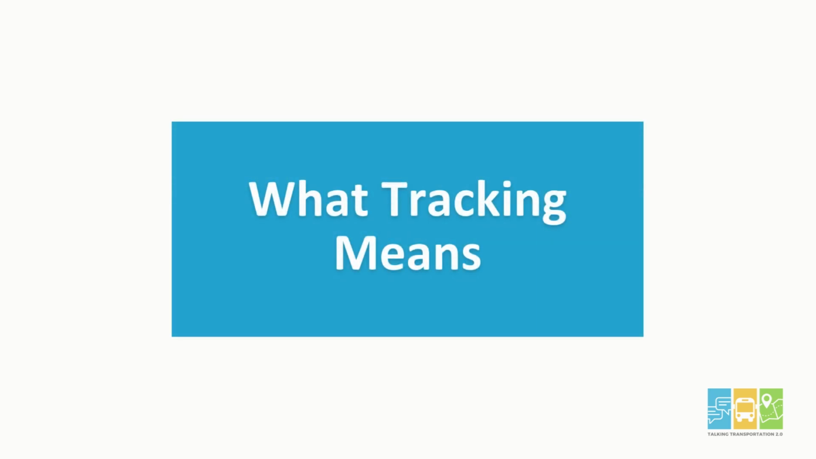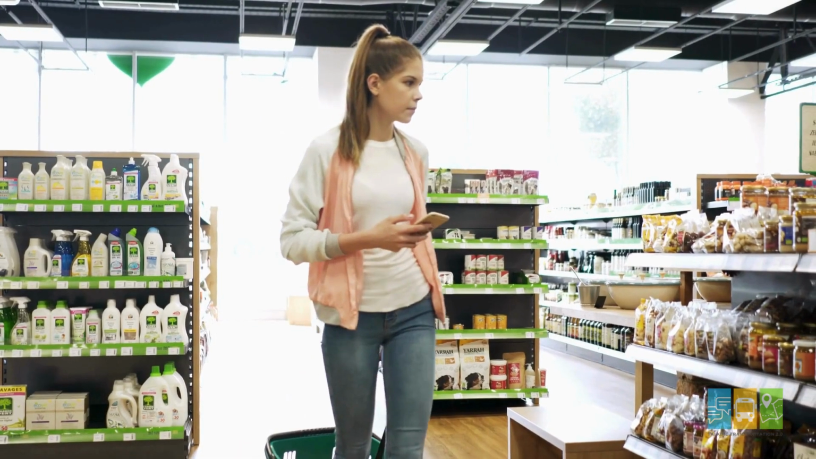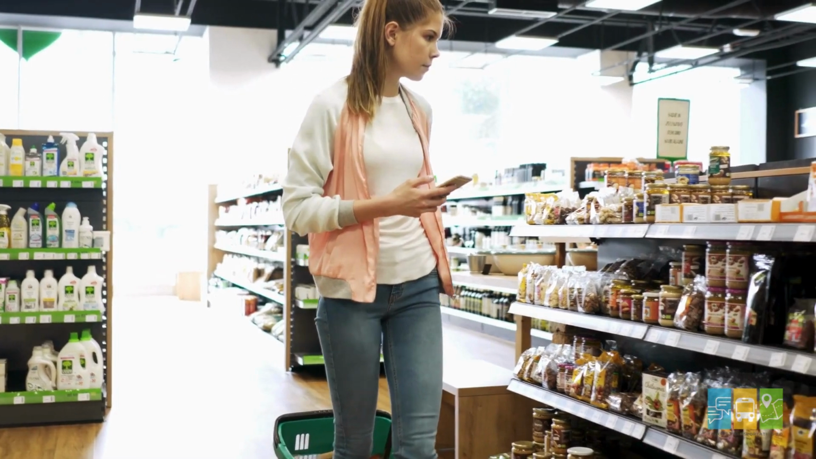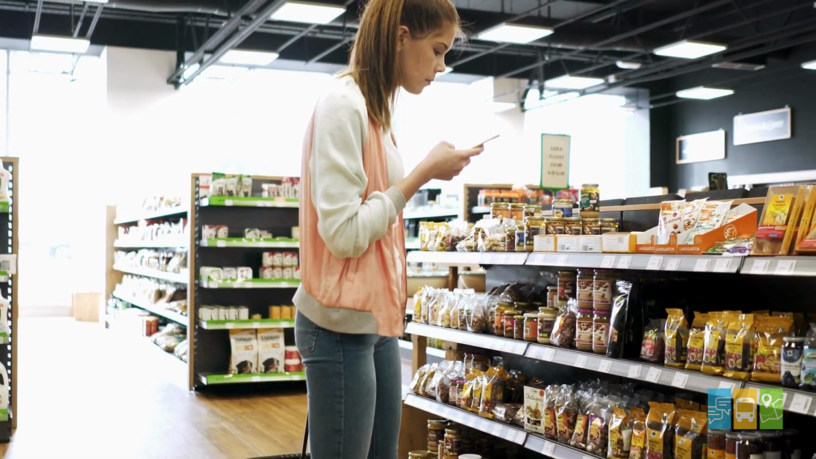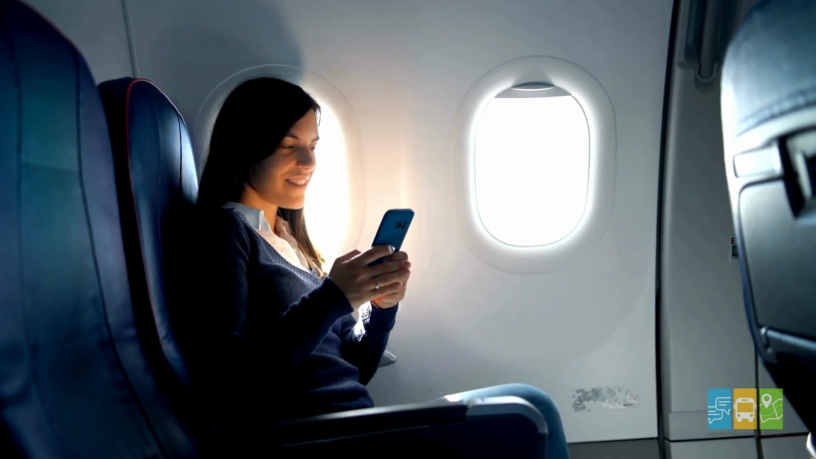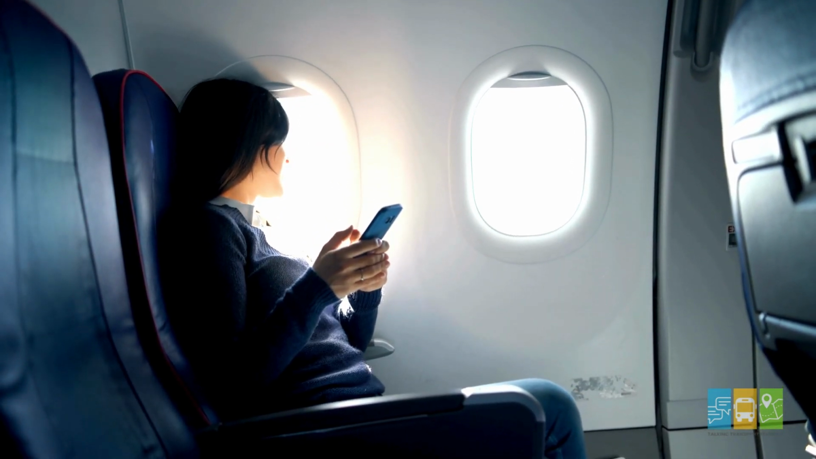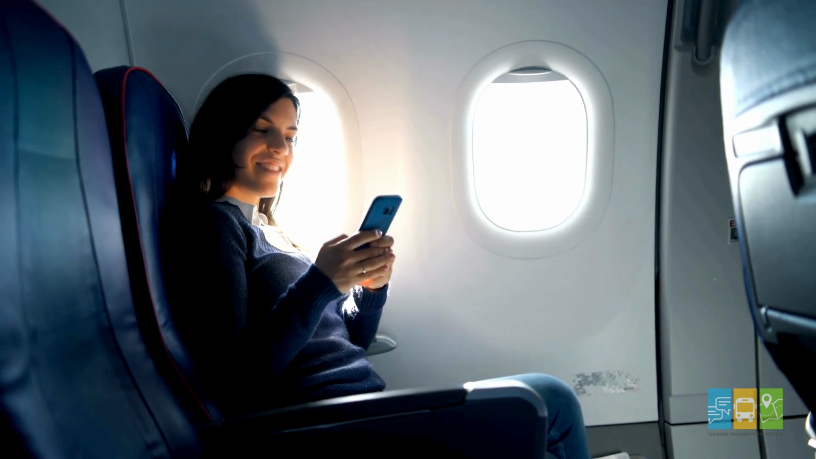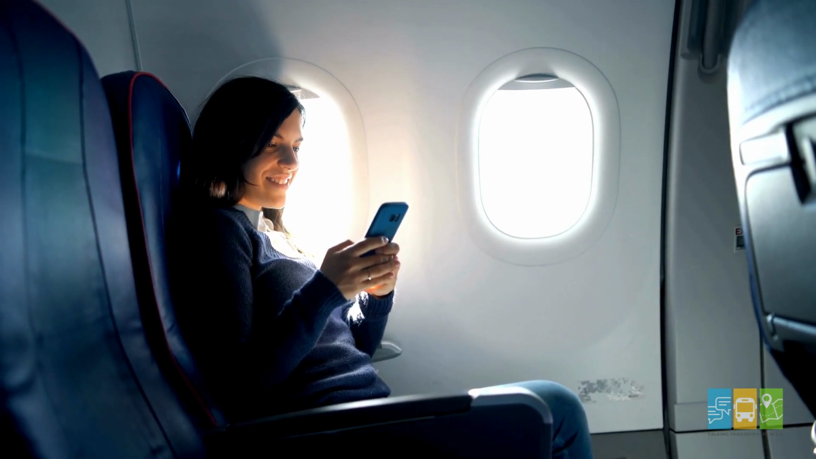What tracking means. When you allow tracking, the app may use information about what you do in other apps and websites to personalize ads or recommend content. For example, if you frequently use map apps, you might see ads related to travel or navigation tools.